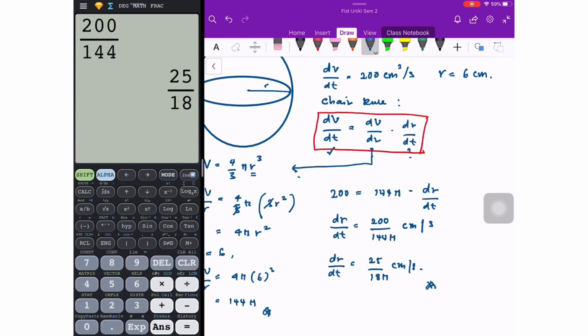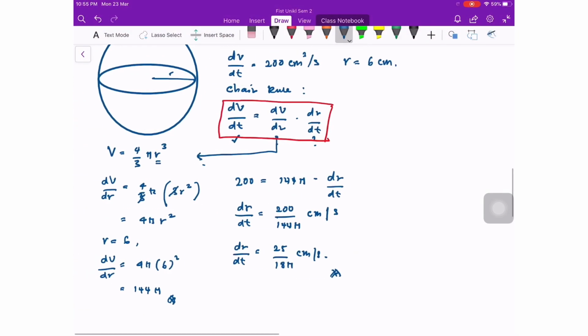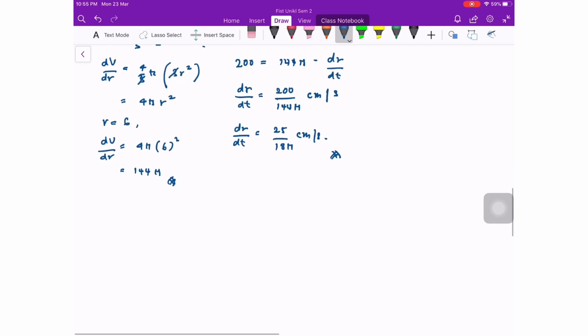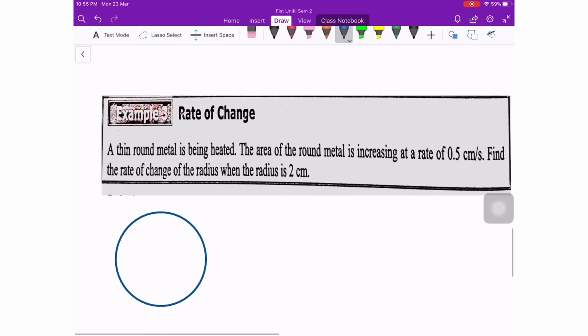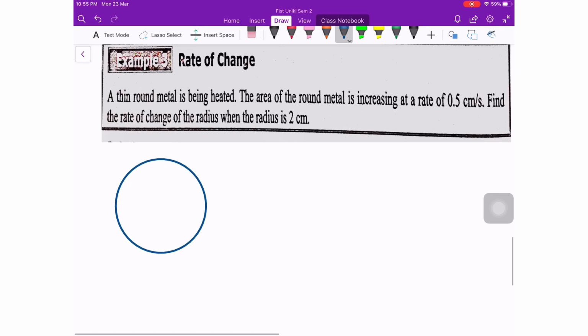So this is for example 2. Now we move to example 3, the last one. We have a thin round metal that is being heated. The area of the round metal is increasing at the rate of 0.5 cm. So we highlight this. Our first information is dA over dt equals 0.5 cm per second, and find the rate of change of the radius when the radius is 2 cm. So we have r equals 2.